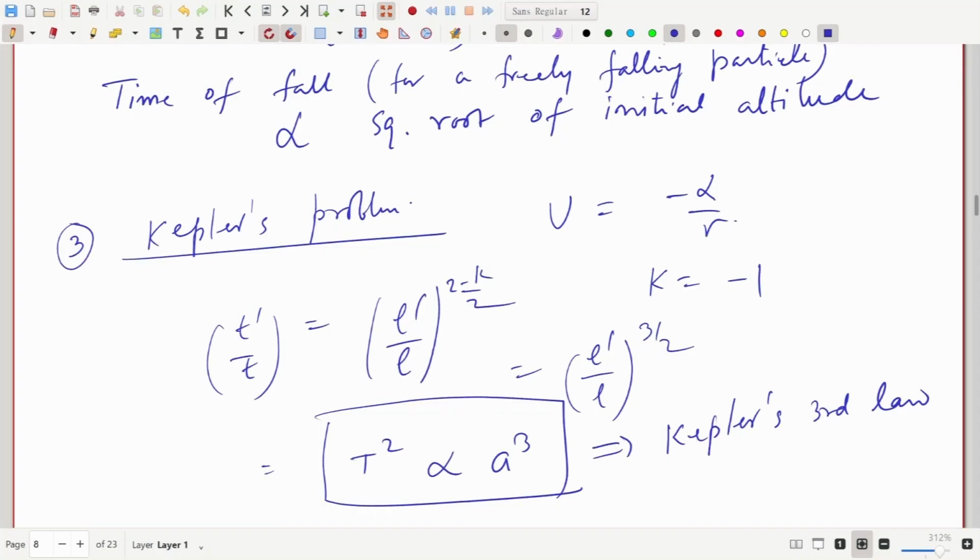So, we will close this discussion of the principle of mechanical similarity with this example, and now we will continue to another important topic of this course, which is called the Virial theorem, and using this we can get important consequences regarding the average kinetic energy and average potential energy of the system.